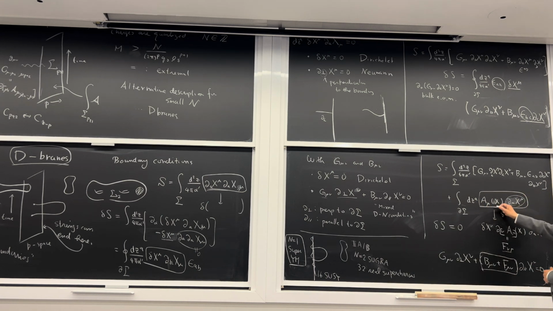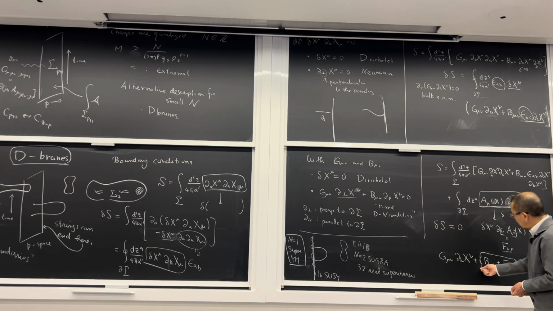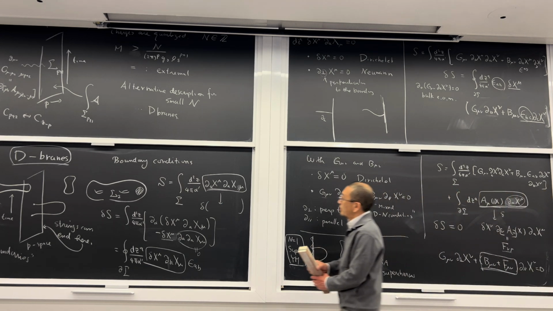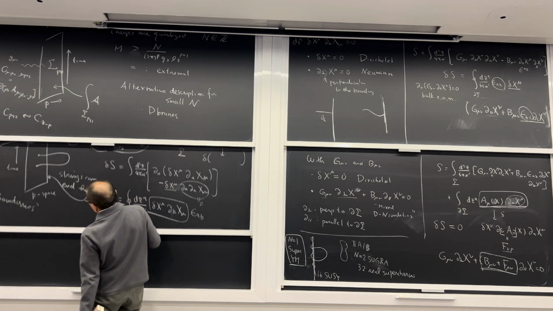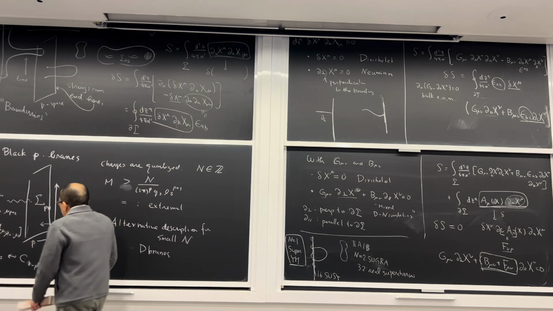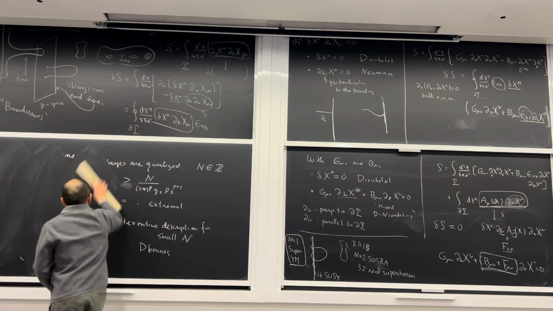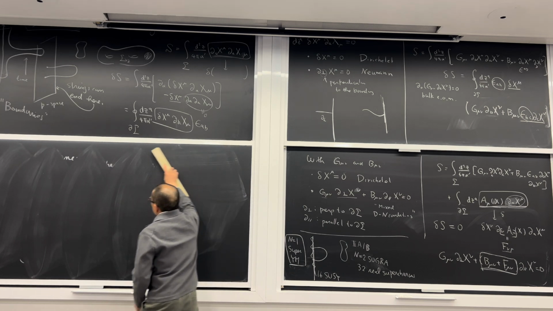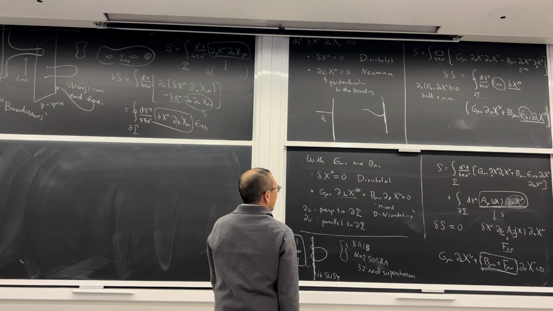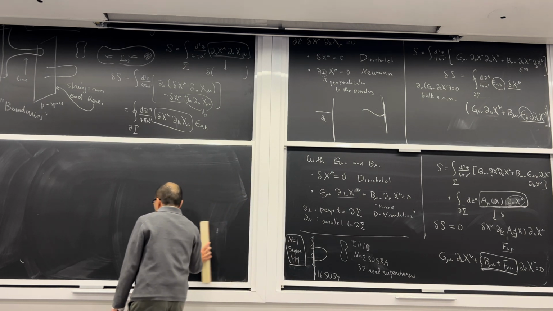Here I'm pointing out that if you turn on the gauge field on the boundary, this Neumann boundary condition is modified in this way. So it's interesting that the B field and F field mix with each other, and this phenomenon has a lot of interesting consequences. So let me just give you the condition in full glory.